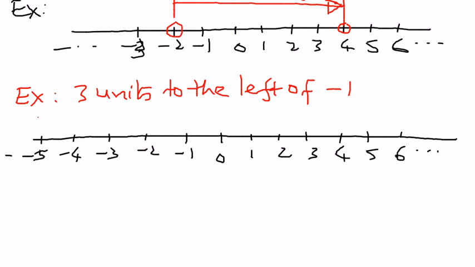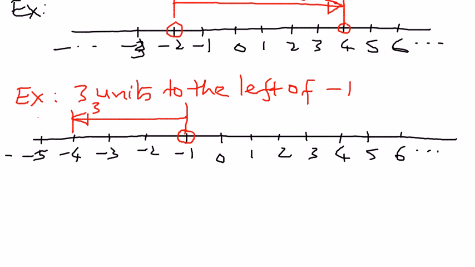Therefore, we identify the point where we want to be, that is the -1 location, and then from there we want to move 3 units to the left. So if we draw a line, and count 3 units to the left of -1, 1, 2, 3, we'll draw another line there, and then put an arrow indicating that we have traveled 3 units to the left of -1.